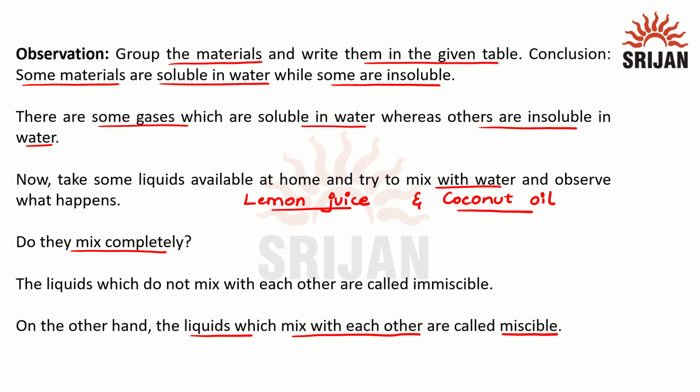Now coconut oil forms a layer above the water. So if I take a tumbler of water and pour coconut oil on it, coconut oil forms a layer above the water. It will never get dissolved. Now these liquids which do not mix with each other are termed as immiscible.